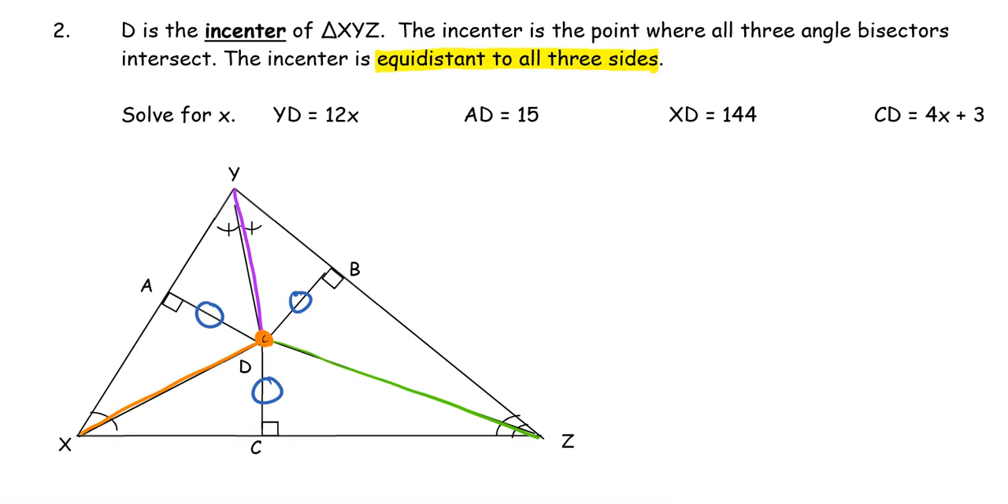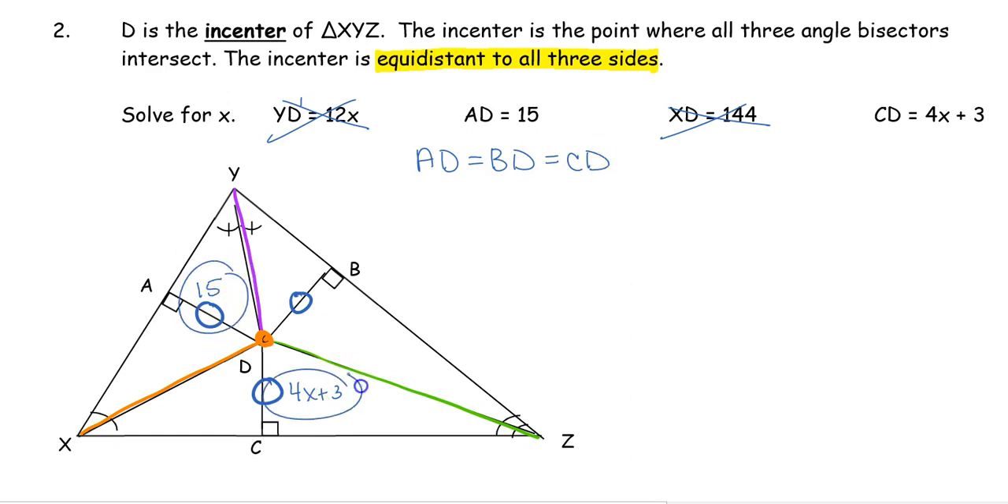So I look at the information we're provided with. From Y to D is 12x. Well, that's nice, but we don't know that's congruent to anything. AD is 15. XD is our angle bisector again, so that's not going to come into play. CD is 4x plus 3. So based on the fact that it's equidistant to the sides, I know that AD is going to be equal to BD, which is going to be equal to CD.